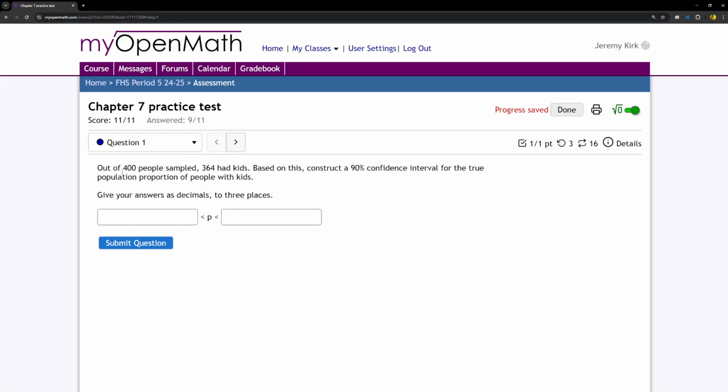Okay. To start off, I like writing down my numbers. We have 400, 364, 90%. Out of 400 people sampled, 364 had kids. Based on this, construct a 90% confidence interval for the true population proportion of people with kids. Give your answer as decimals in 3 places.